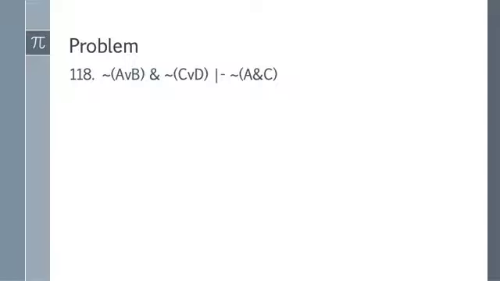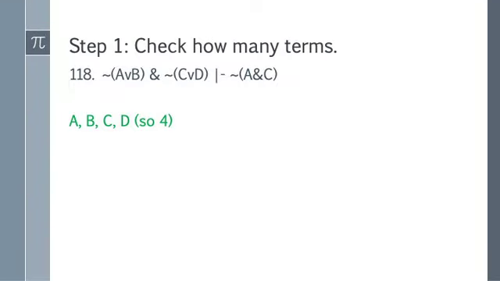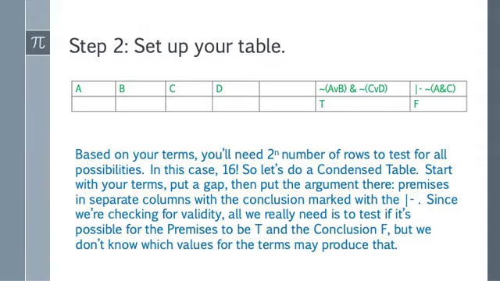Problem 118: not A or B, and not C or D, therefore not A and C. So step one, you check how many terms you have. In this case, we have 4 letters, right? A, B, C, and D. That means 4. Step 2, set up your table. Based on your terms, you'll need 2 to the nth number of rows to test for all possibilities. In this case, it'll be 16.